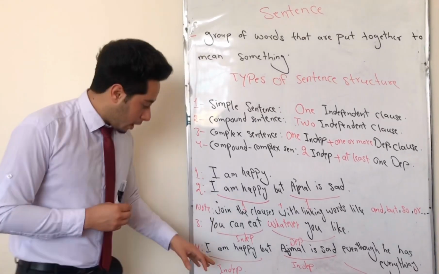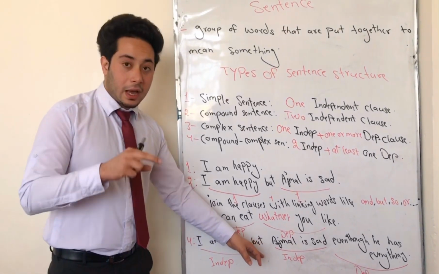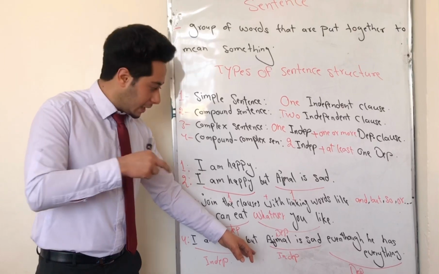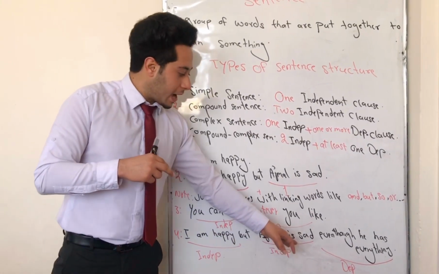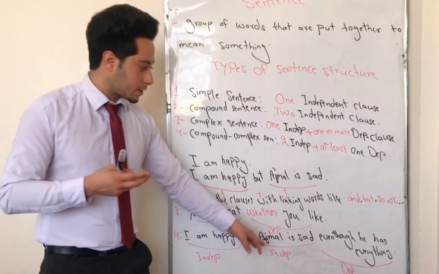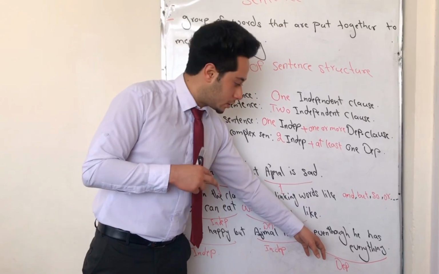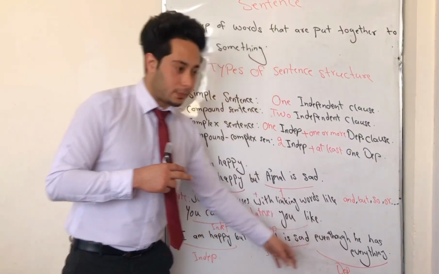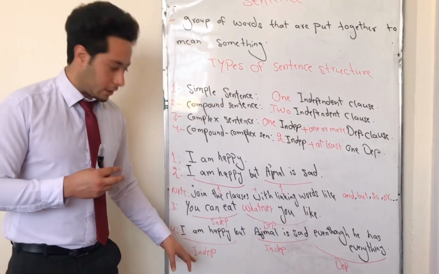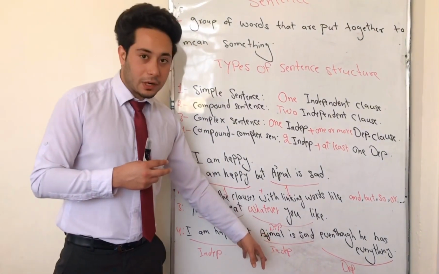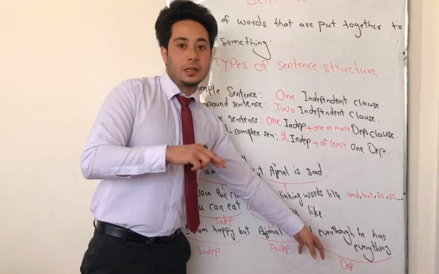For example, I'm happy, one independent clause with a complete meaning, but is a linking word which joins these two independent clauses. The next one is Ajmal is sad. It is also an independent clause. Even though he has everything, this is a dependent clause because it is introduced with a subordinating conjunction. Okay, let's read it. I'm happy, but Ajmal is sad, even though he has everything. One independent clause, a second independent clause, two independent clauses, plus a dependent clause.